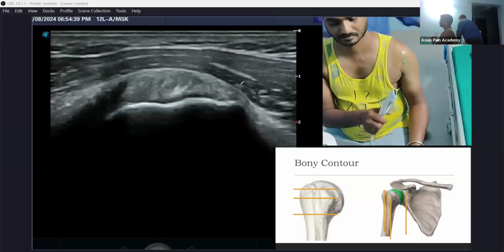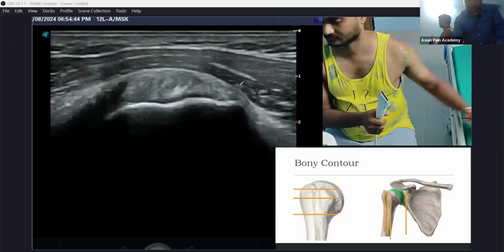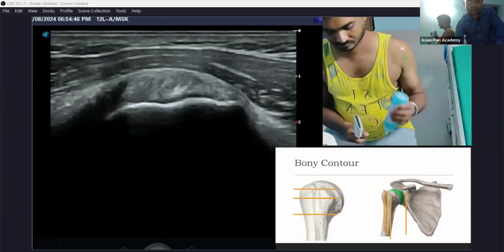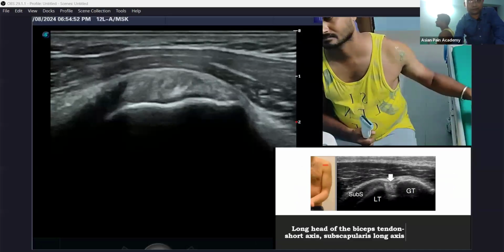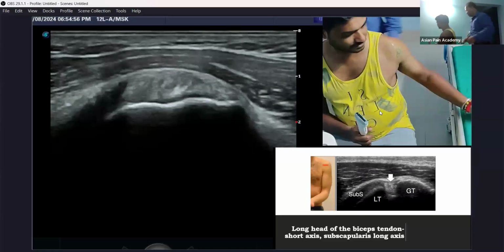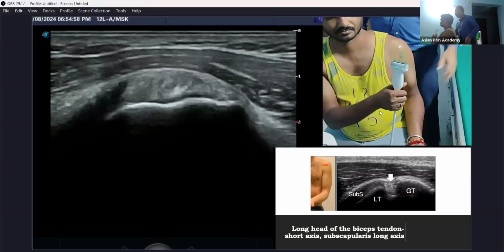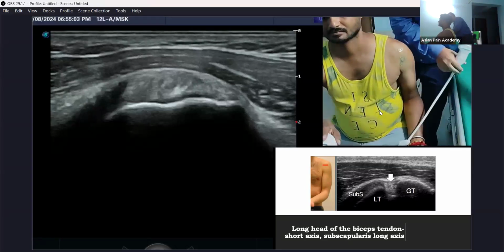So now let us see the next slide. I will start my scanning from the bicipital groove.